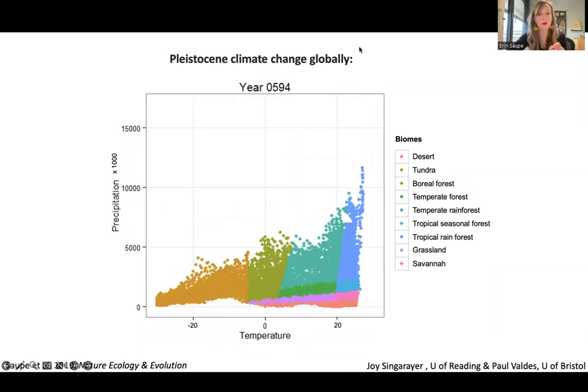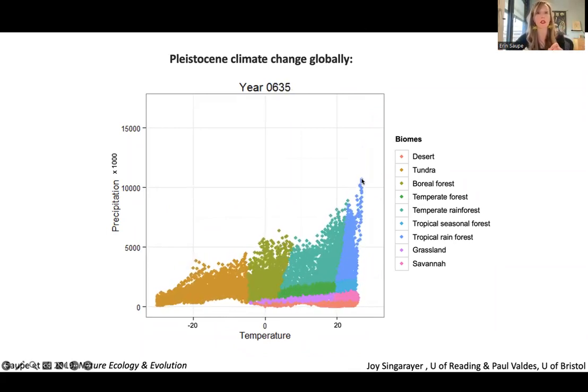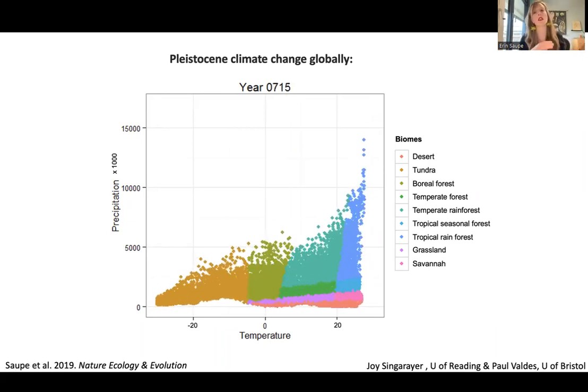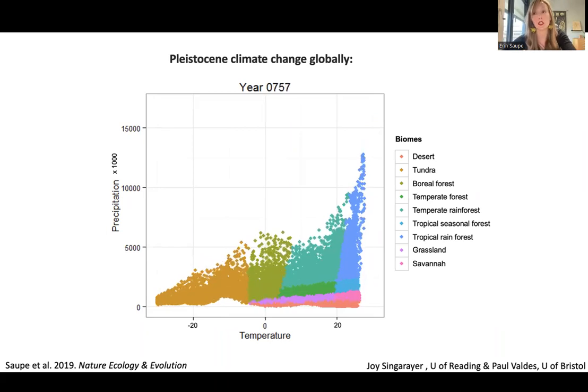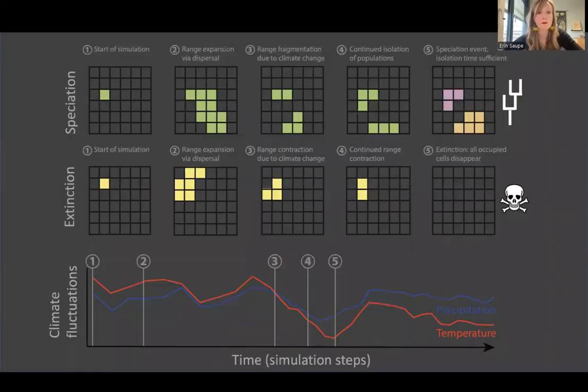And each point here represents a particular point or grid cell on Earth with specific temperature and precipitation conditions. And you can see how these are shifting and changing through time. And then in the simulations, change in climate across space and through time could then instigate 4 different processes that we've already been discussing in the study on planktonic foraminifera. So speciation, extinction, extirpation, and species movement or dispersal.